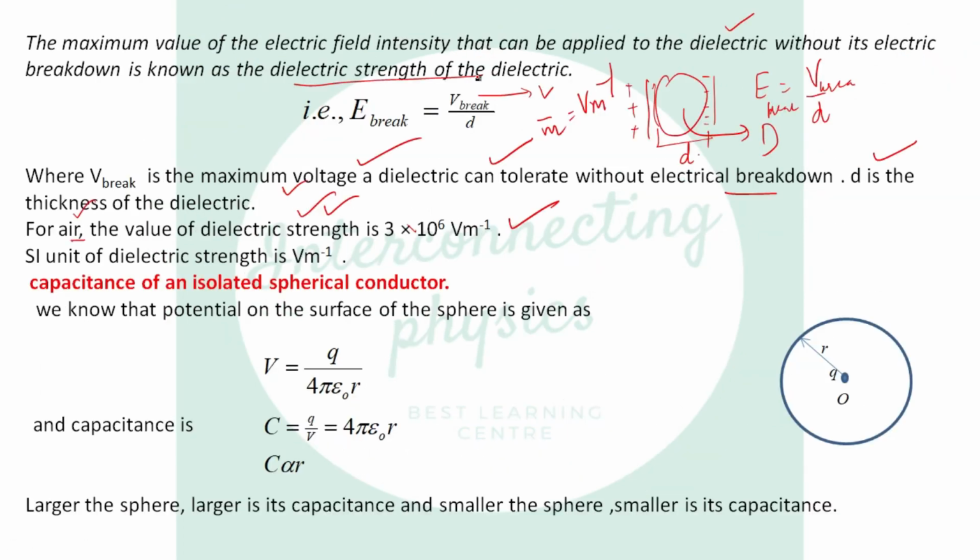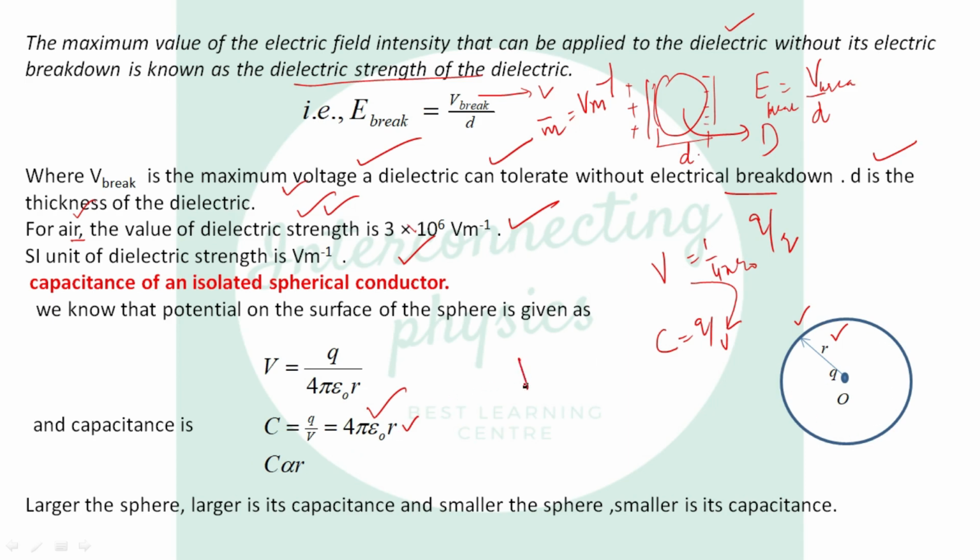Now, capacitance of an isolated spherical capacitor. Let us consider a spherical conductor whose radius is r. We know that the electric potential due to a point charge at distance r is given by 1 over 4 pi epsilon naught times q divided by r, and we know that C equals q over V. Putting in the value of V, we get C equals 4 pi epsilon naught r, so it depends upon the radius of the spherical conductor.